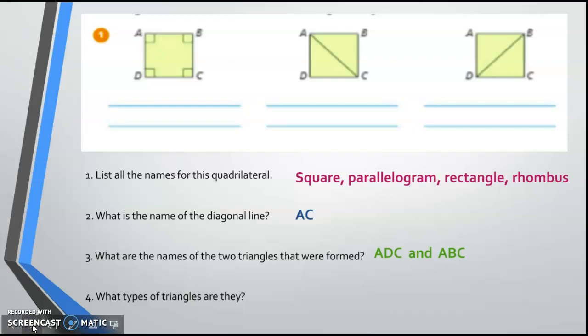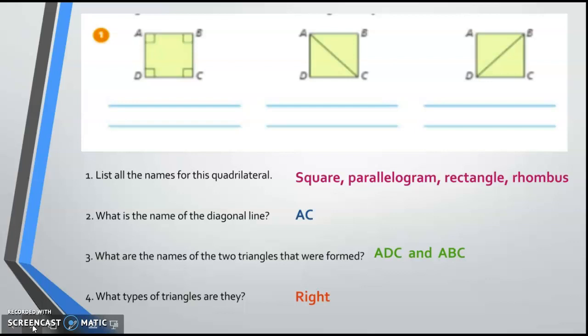All right, triangle ADC. Well, A is an acute angle, C is an acute angle. Remember, we always have 2 acute angles in every triangle in the world. It's that 3rd angle that tells me what type of a triangle it is. At vertex D, that's a right. So we have a right triangle.